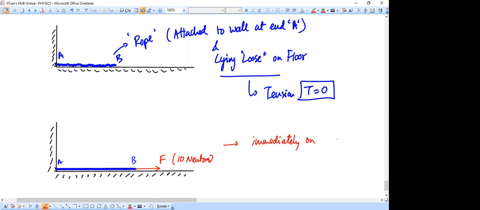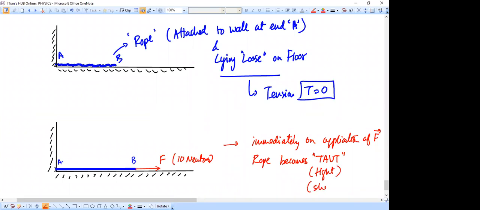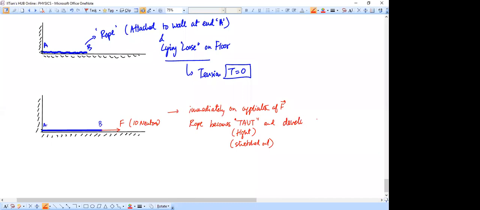So what we observe now in this situation is that immediately on application of the external force, the rope becomes what we call taut, or it becomes tight, or kind of stretched out, and as a result of that it develops a tension T, which is a force along its length. Okay, so we'll talk more about this. First, note down this diagram. I'll explain.